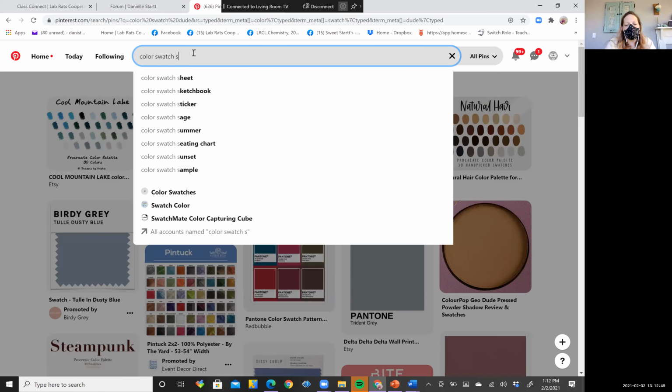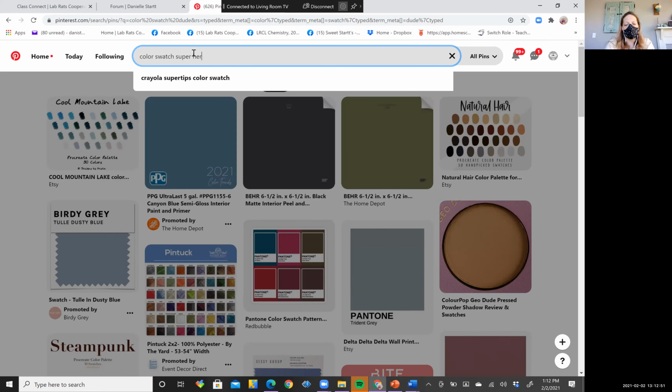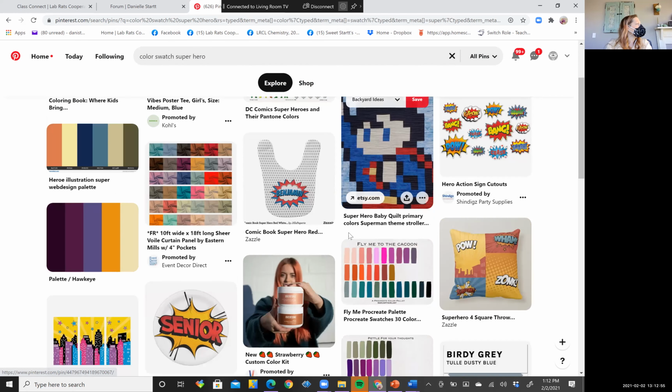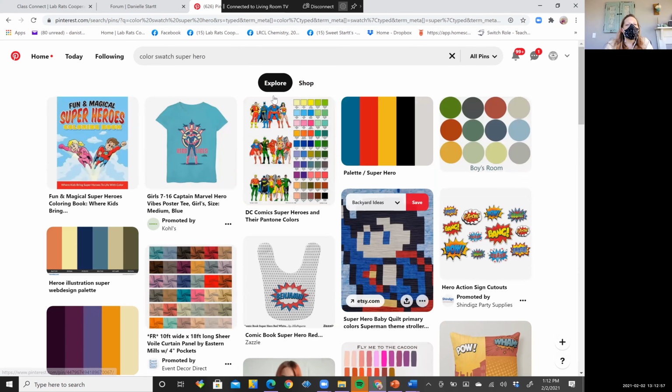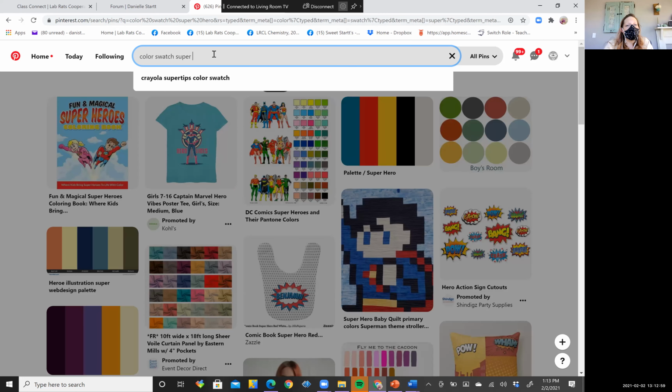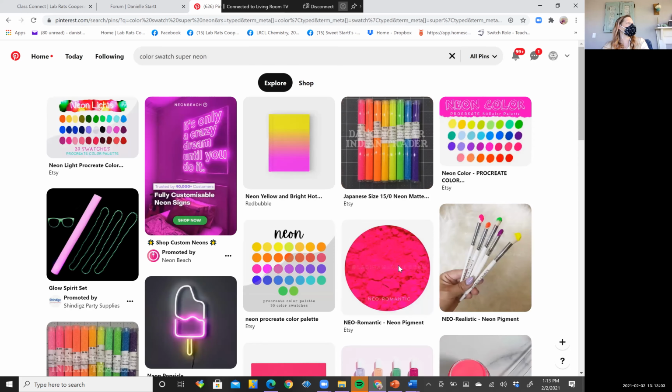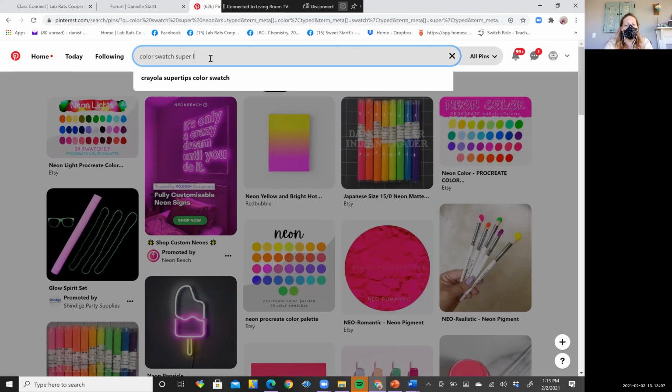Or you could just go old school and say superhero. What do superheroes wear? Well, boom, they wear these colors, like Superman. Or say you've done something like Michael has done in Minecraft, neon. Boom, here are some color palettes that are neon.